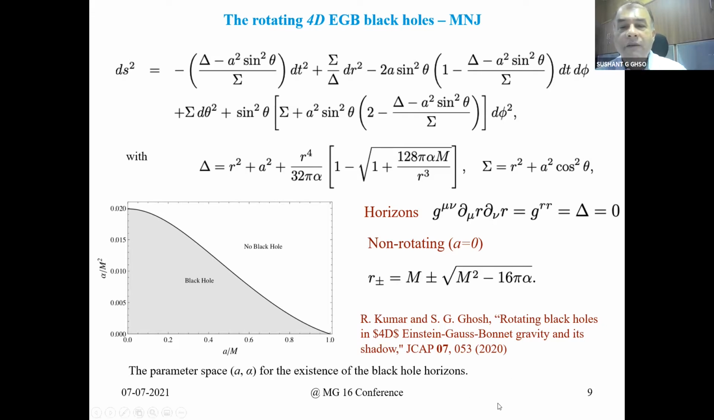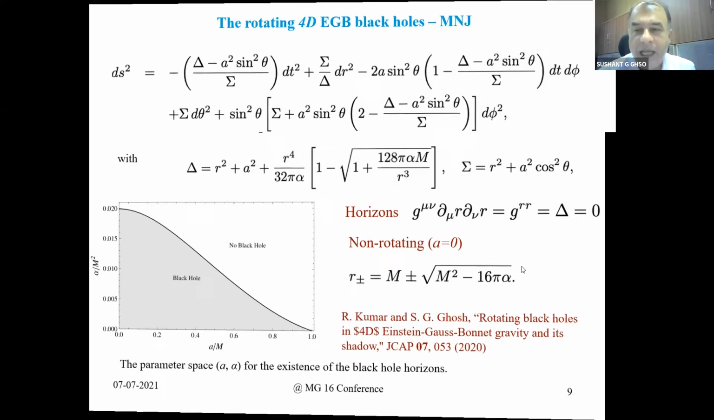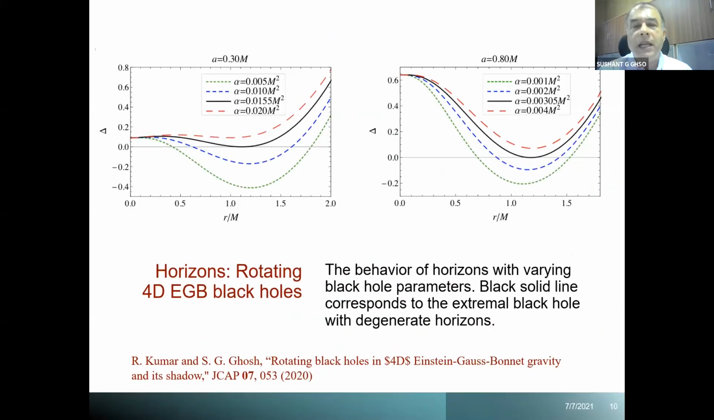Right. So then we analyze the horizon using the standard definition, and for Delta equal to 0, you have the horizons, outer and inner horizon r plus minus, equal to this. So you have a chance of naked singularity also, but the naked singularity was not dealt with by us because the shadow cast by the naked singularity is very, very small, which is not consistent with the Event Horizon Telescope.